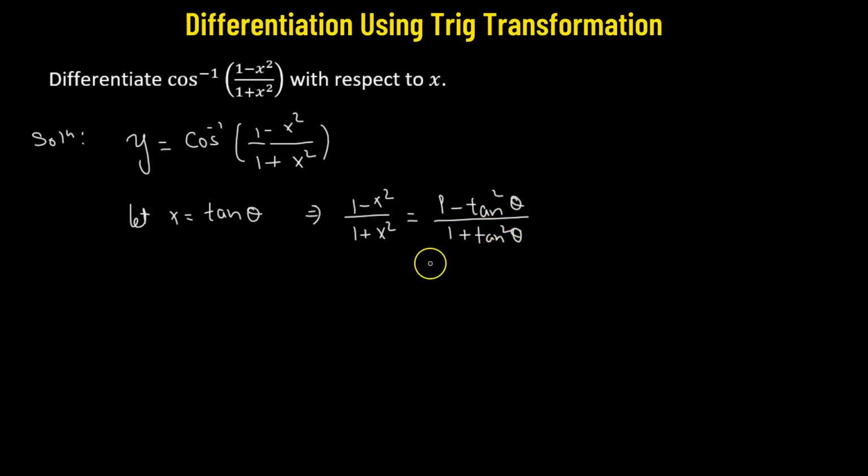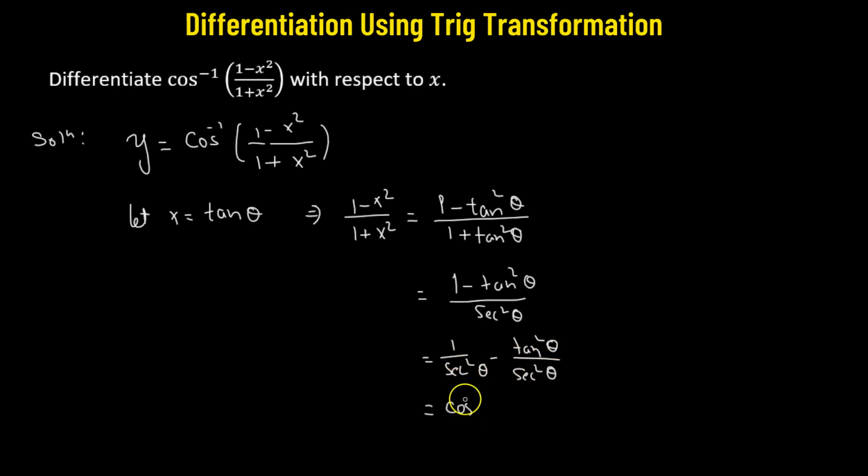So we know 1 plus tangent squared theta is our identity of secant squared theta. So we have 1 minus tangent squared theta divided by secant squared theta, which will be equal to 1 over secant squared theta minus tangent squared theta divided by secant squared theta. The 1 over secant squared theta is cosine squared theta, and tangent squared theta over secant squared theta is sine squared theta. Now cosine squared theta minus sine squared theta is an identity of cosine 2 theta.